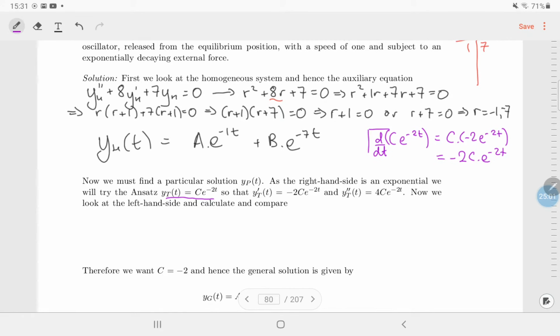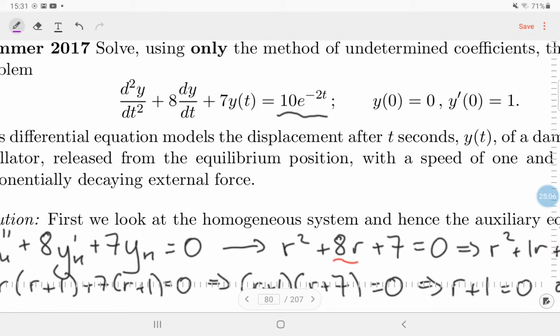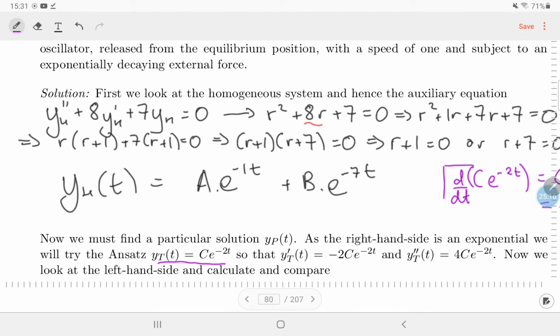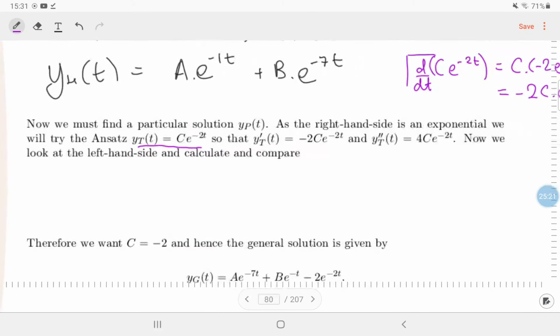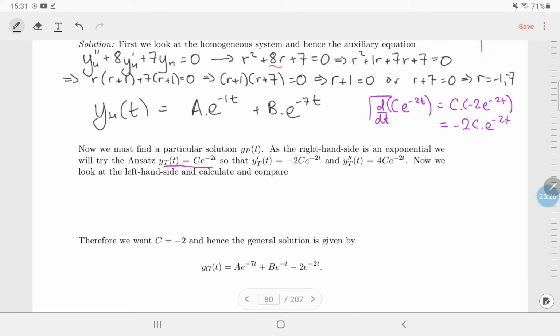So now we're going to look at the left-hand side of the differential equation, substitute in the trial solution, and try and get 10 e to the minus 2t. Now, if the e to the minus 2t was in the homogeneous solution, we'd have to multiply the trial solution by t, but we don't have to do that here. So let's see, what have we got? So we're looking at the second derivative. This is the trial solution second derivative, plus 8 times the derivative of the trial solution, plus 7 times the trial solution. What are we getting?